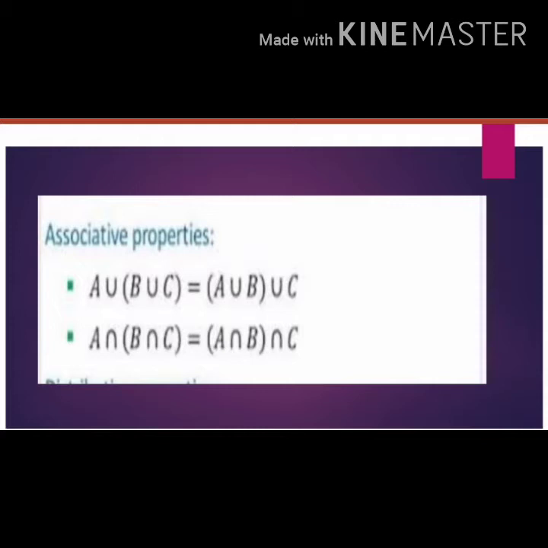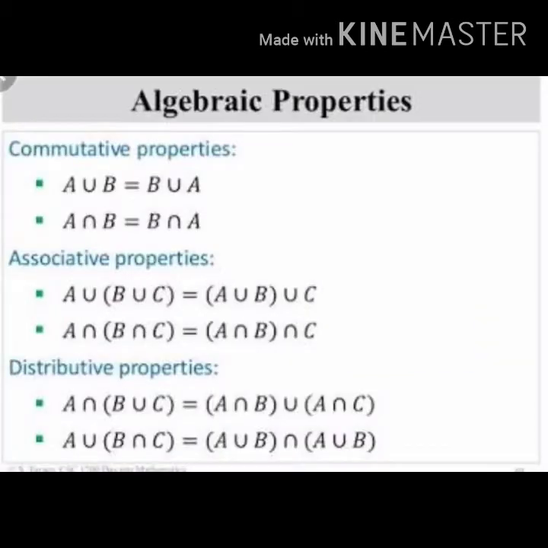This is the associative property for union and intersection of sets. Associative property for union of sets is (A union B) union C is equal to A union (B union C), and then (A intersection B) intersection C is equal to A intersection (B intersection C). So far we have revised commutative properties and associative properties. Now we will see about distributive properties.